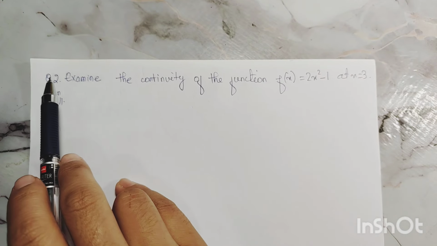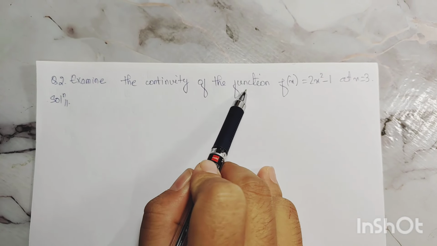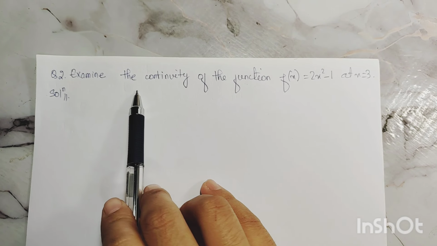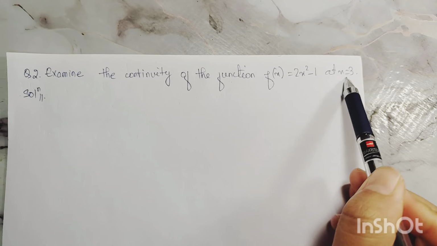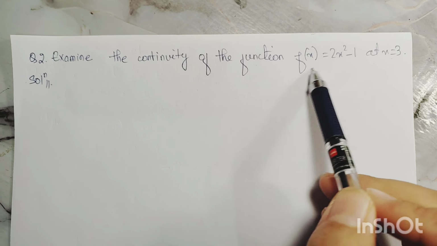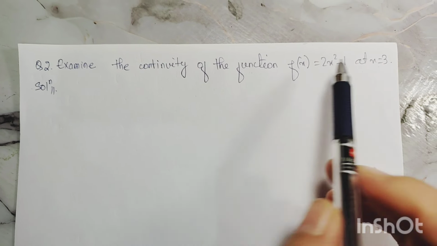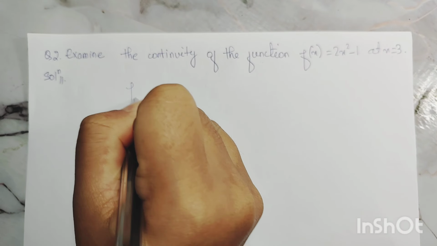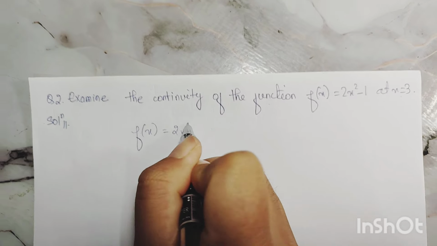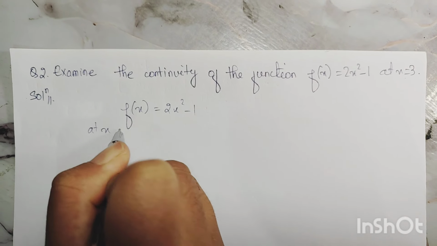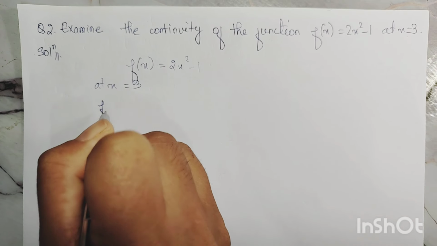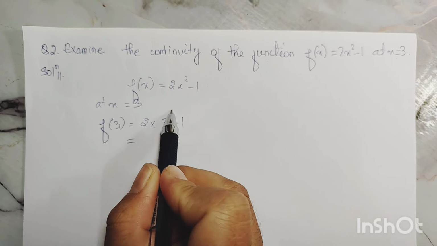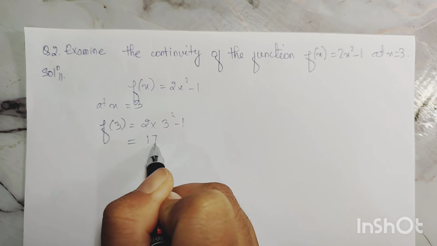Exercise 5.1 question number 2. Examine the continuity of the function f of x equals 2x squared minus 1 at x equals 3. We have to check whether the function is continuous at this point. f of x equals 2x squared minus 1 at x equals 3: f of 3 equals 2 into 3 square minus 1, 9 times 2 is 18, minus 1 is 17.